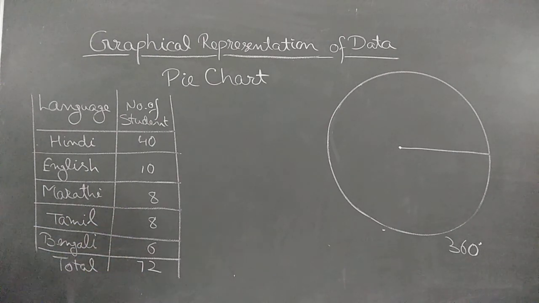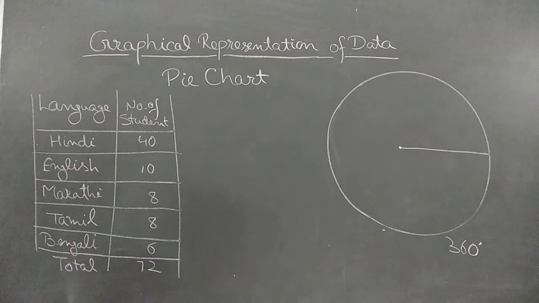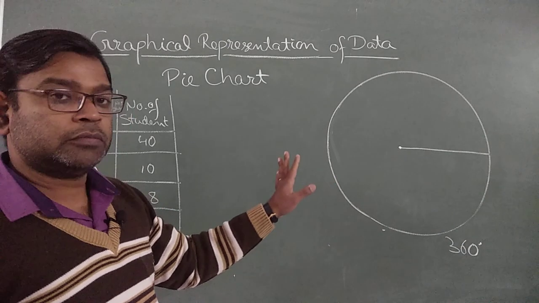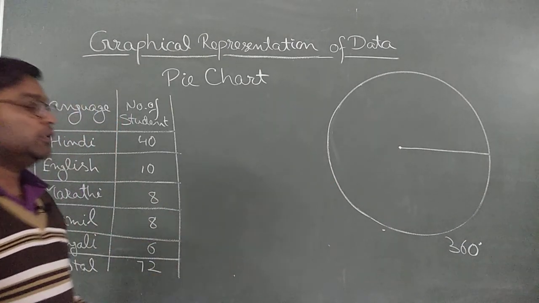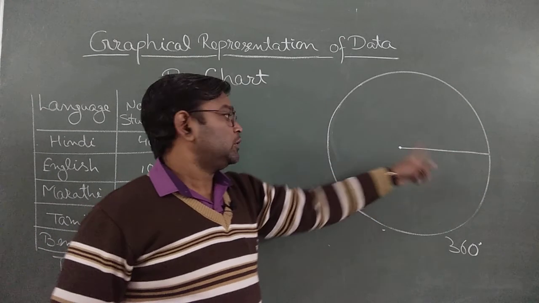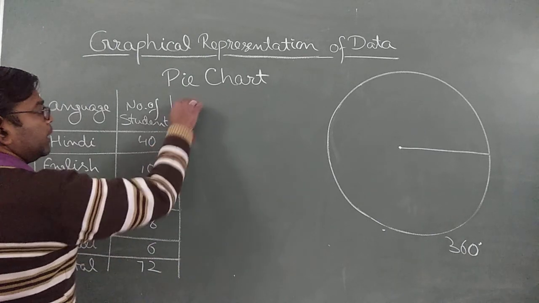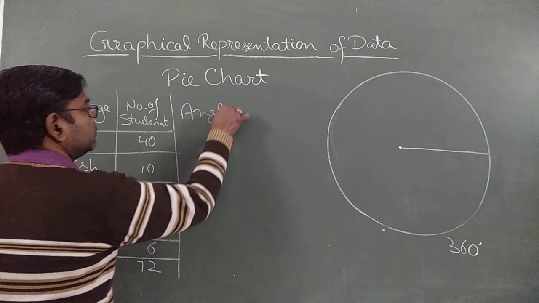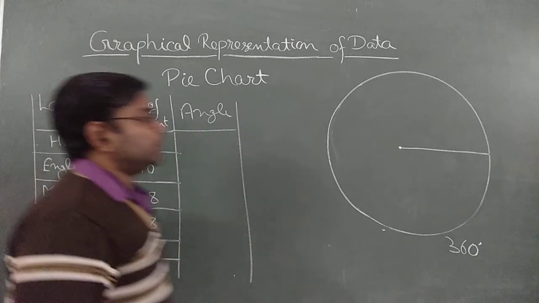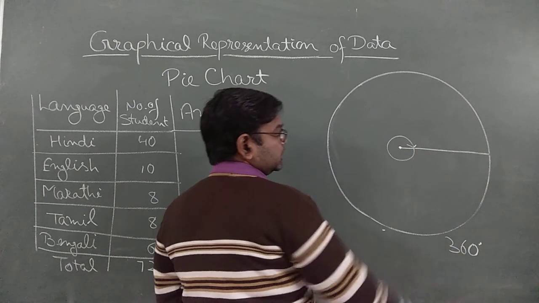Now how do we represent this data? By using a pie chart. Always remember, for this we need a protractor and a compass. First we use the compass to draw a circle and one of its radii. Then we find out the angles. How do we find the angle? As we know, the complete angle made by the circle is 360 degrees, as already discussed.